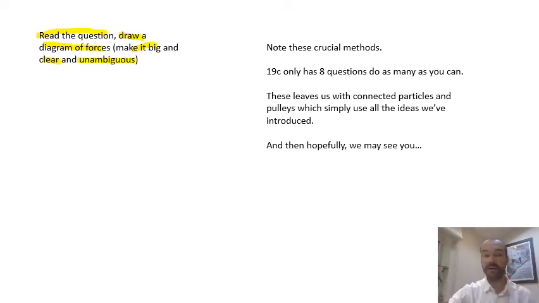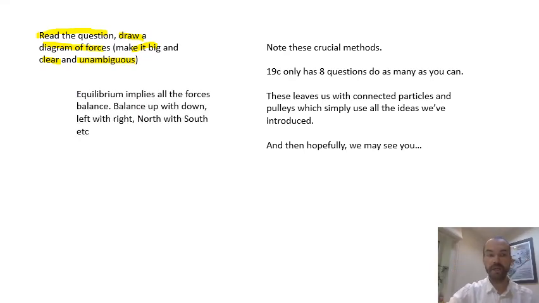And on that diagram, I might mention whether it's equilibrium. I go through any important things. Is the string light? Is the surface rough? Read question, draw diagram, reread question, check everything's on a diagram. If the question talks about equilibrium, it's talking about balance. Left with right, up with down, north with south, balance. So if it says equilibrium, you write what direction you're working in and balance forces.